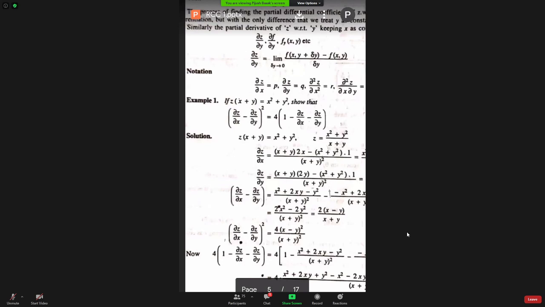Watch carefully what I have done. I want z. So the given expression is z into x plus y is equal to x square plus y square. From that, I will find out z. Z is equal to x square plus y square divided by x plus y.